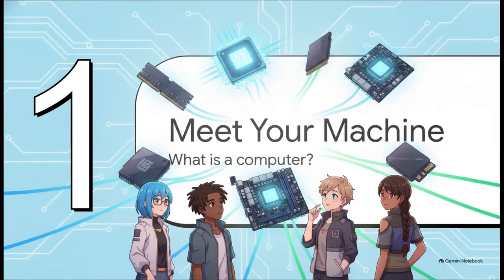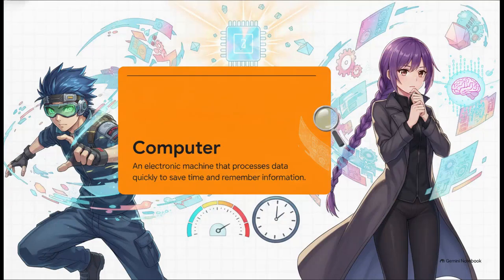Okay, part 1, meet your machine. Before we completely rip this thing apart into pieces, we need to establish exactly what it is we're dealing with. At its absolute core, a computer is simply an electronic machine or device that processes data. That's its whole reason for being. Information given to the computer is what we call data. And why do we even use them? Because a computer works insanely fast. It saves us massive amounts of time and energy, all while being able to remember a staggering amount of things.